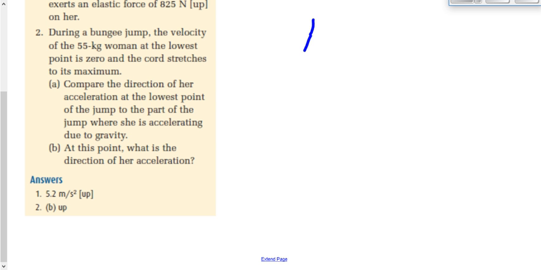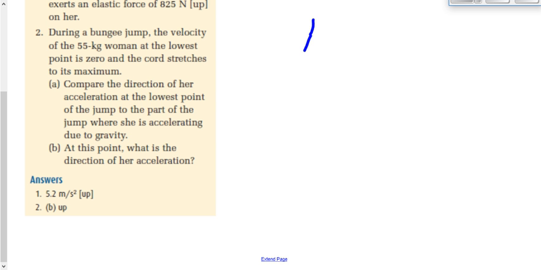Does that mean she goes upward? No, not at all. It just means she's moving downward and slowing down. Remember, you get a negative acceleration if you speed up in the negative direction. That means you get a positive acceleration if you slow down in the negative direction. Kind of like a double negative, right?